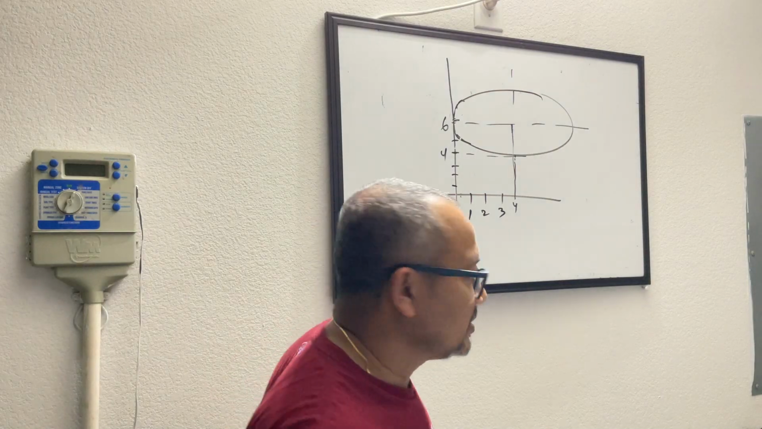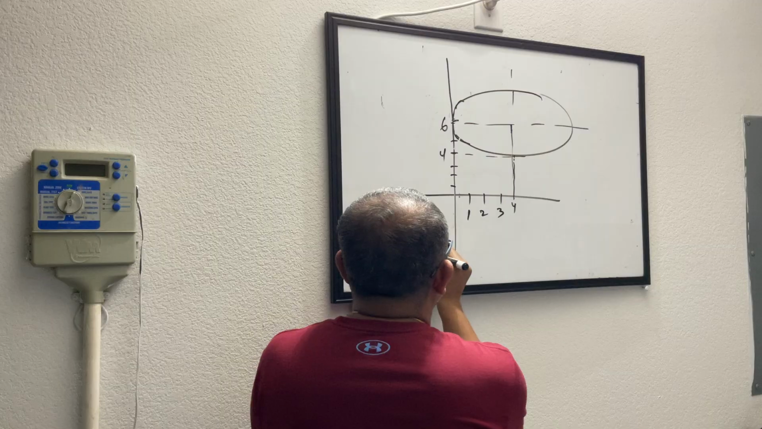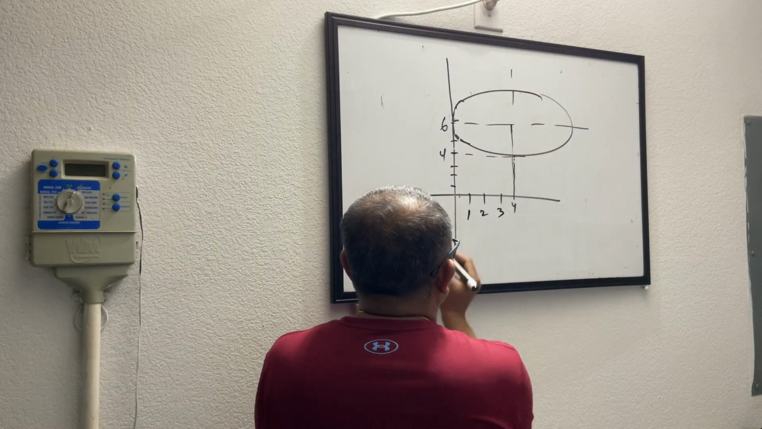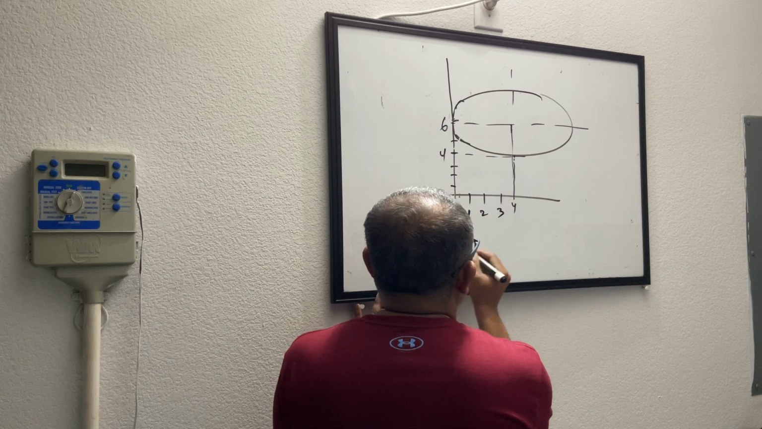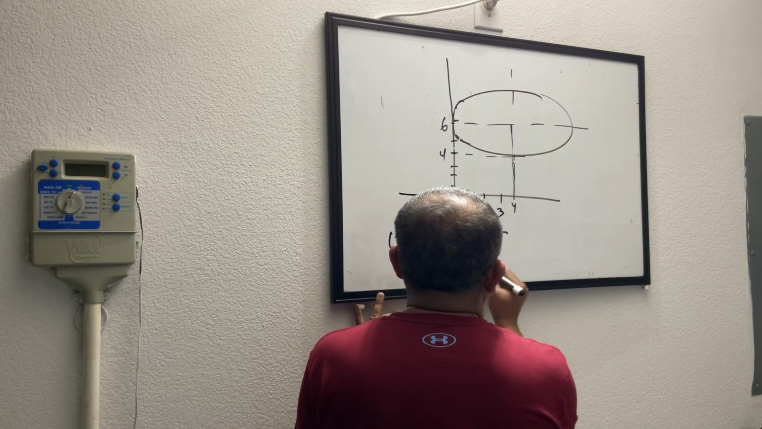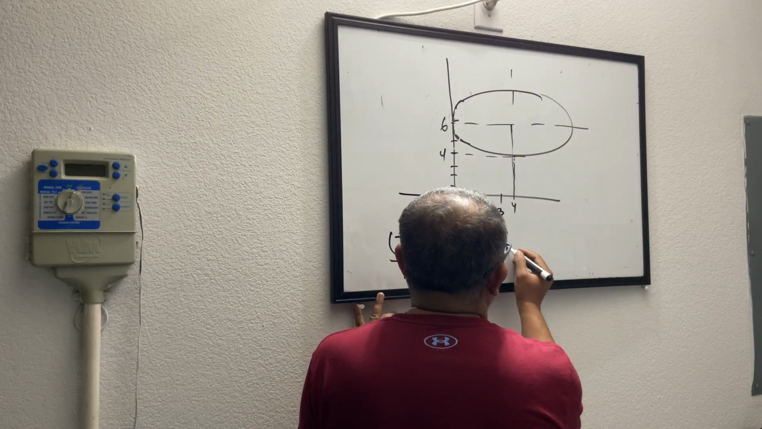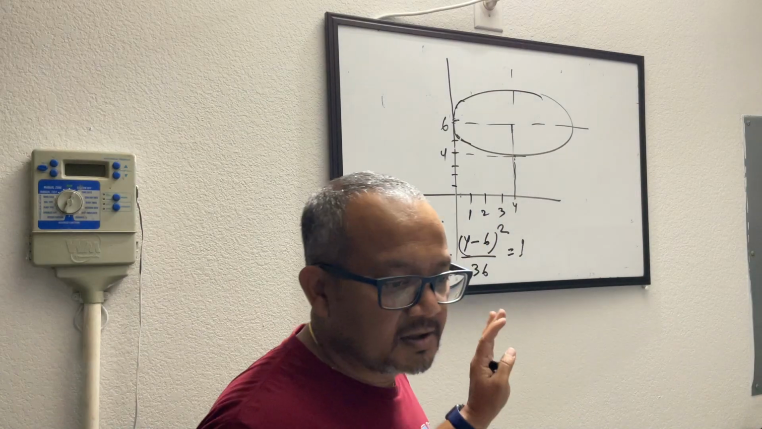Yeah. I got it. What is that? X minus 4 squared over 16 plus y minus 6 squared over 36 equals 1. Yeah, brilliant.